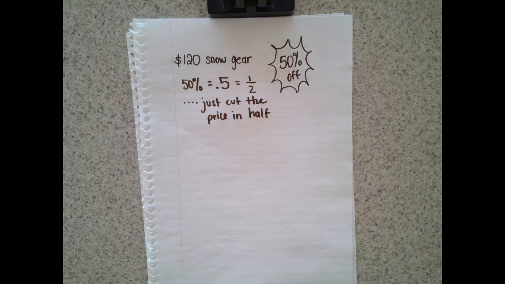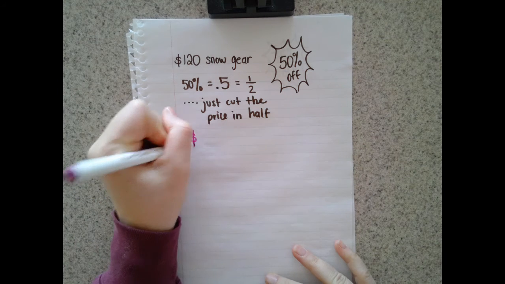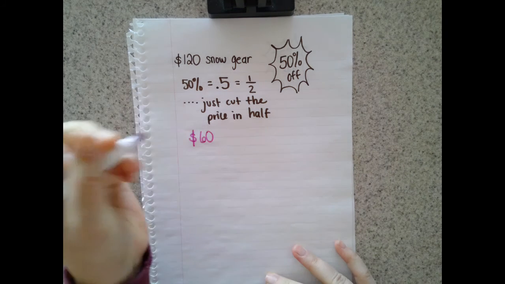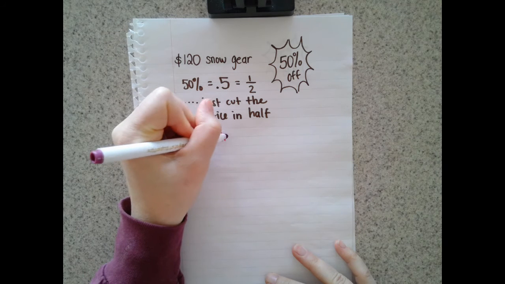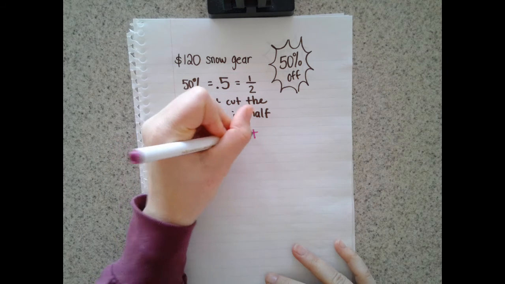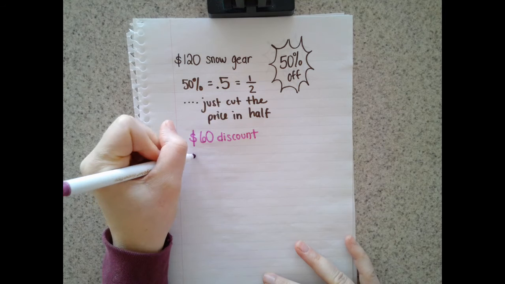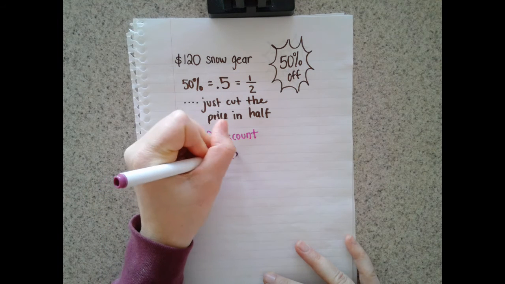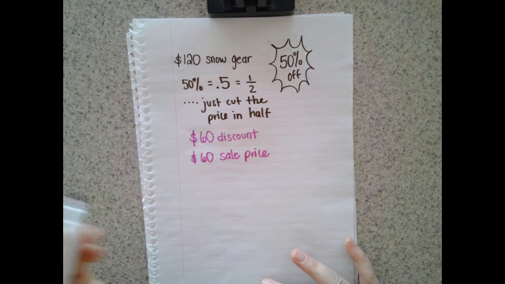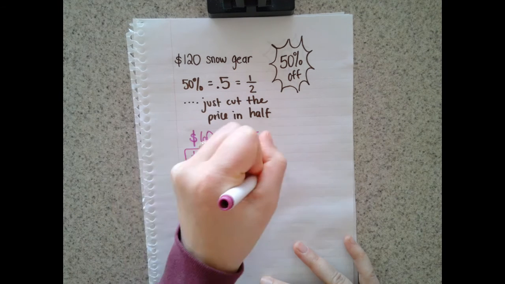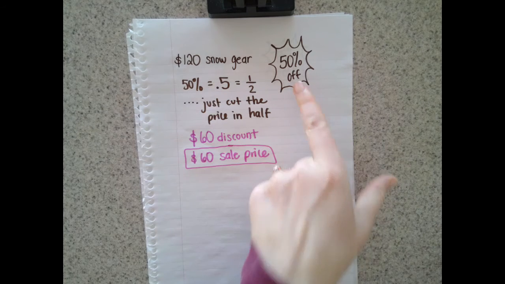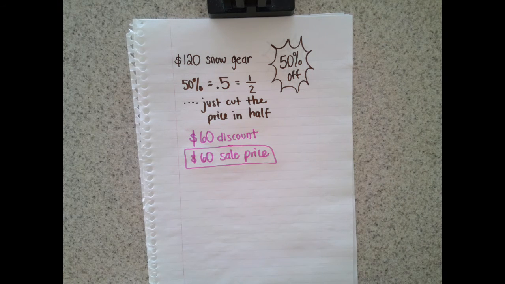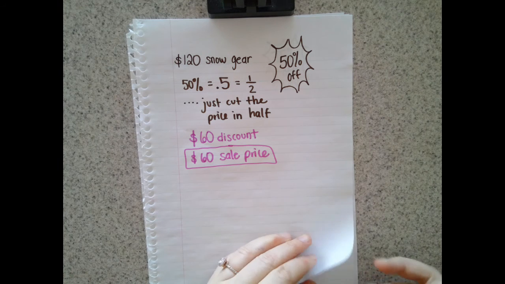Okay, so we take our $120 worth of snow gear and we cut that in half, divide it in two. 120 cut in half is 60 bucks. So we can expect to save $60. That's our discount. And what are we going to pay? Well, we'll have to pay the other half. $60 sale price. This is what you should expect to pay. That's a major deal. 50% off is a good sale to pay attention to if you're out shopping. Okay, so just cut the price in half.